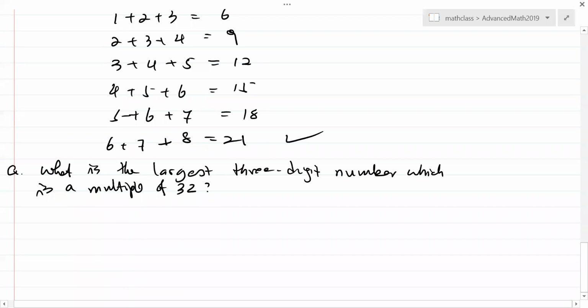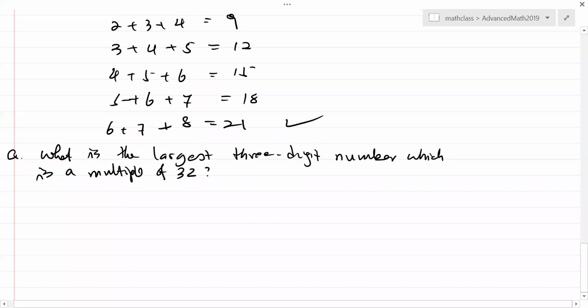Yeah, something like 992. Okay. Now, what is the best way to do? Right, you cannot begin. It's a multiple of 32. So you always use this condition first, multiple of 32. Okay, so 32 times P.